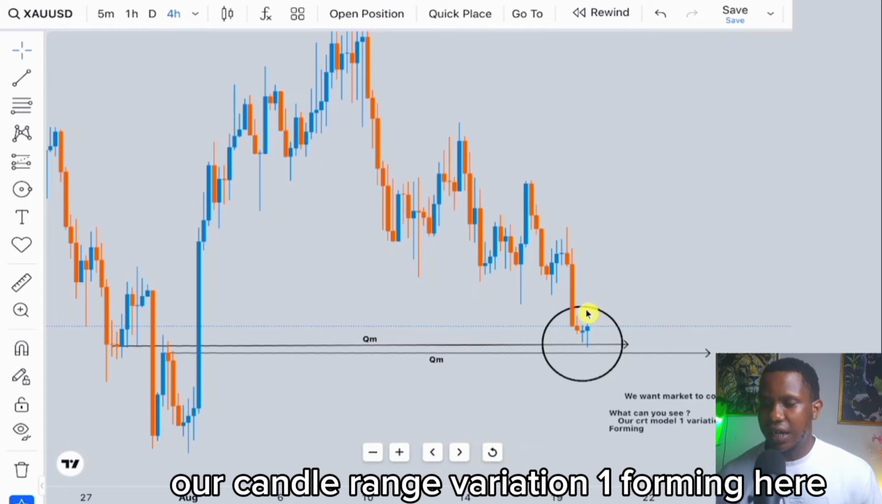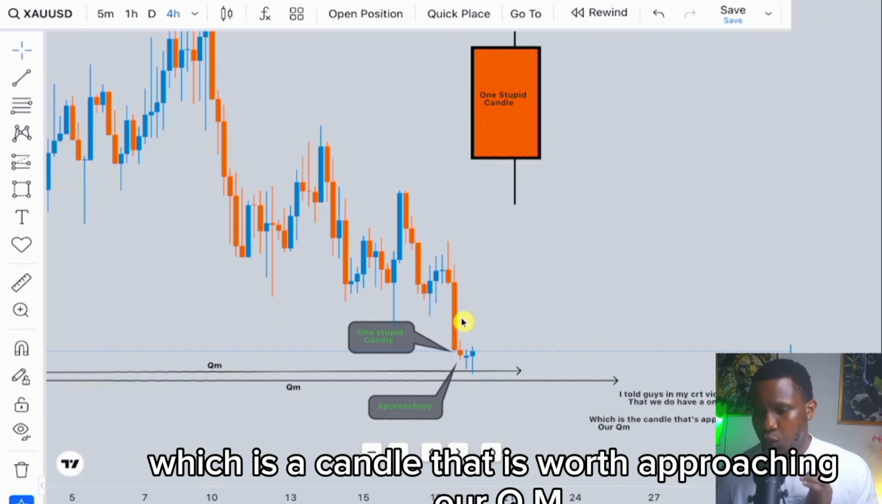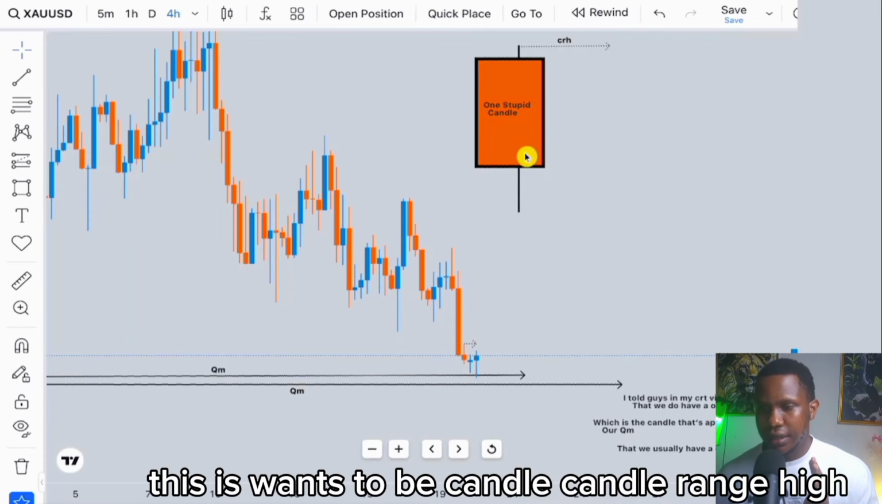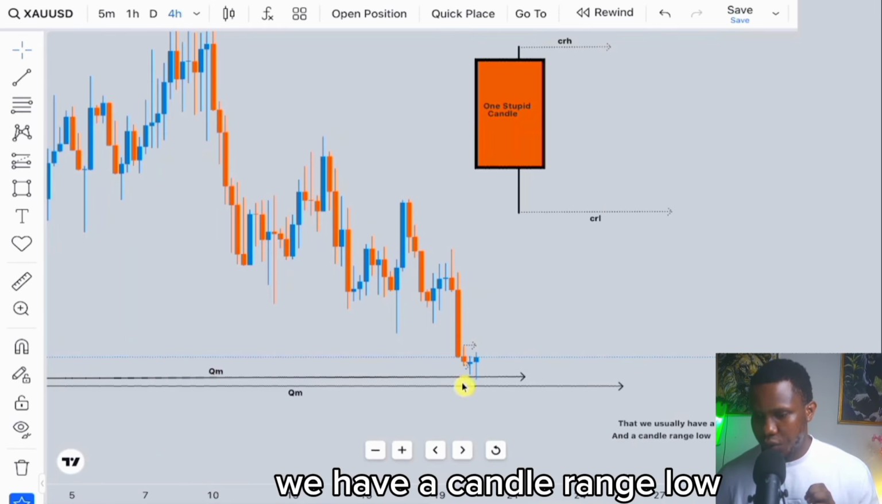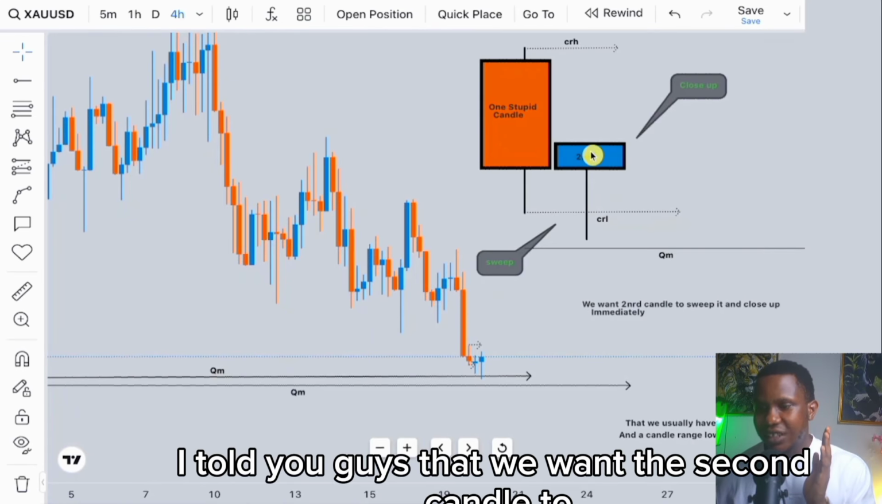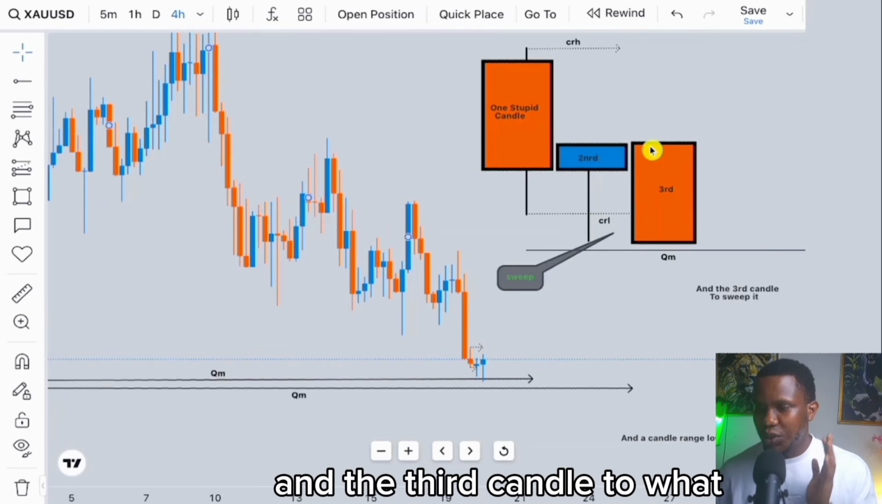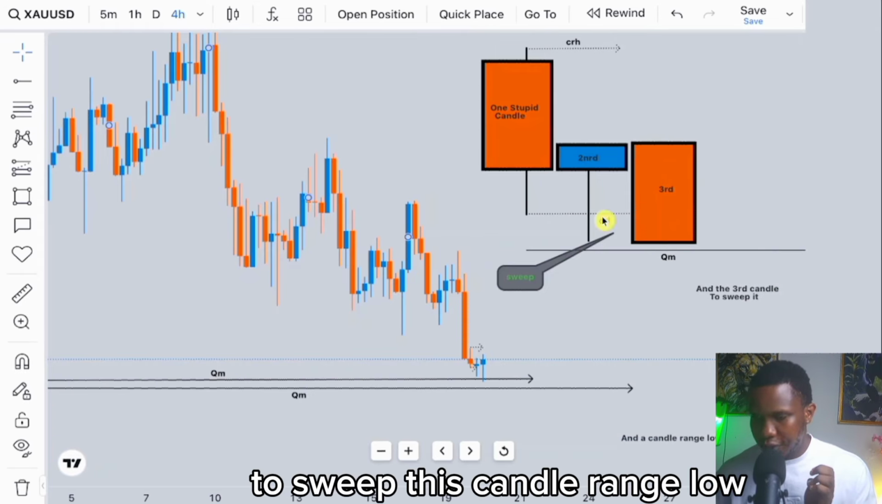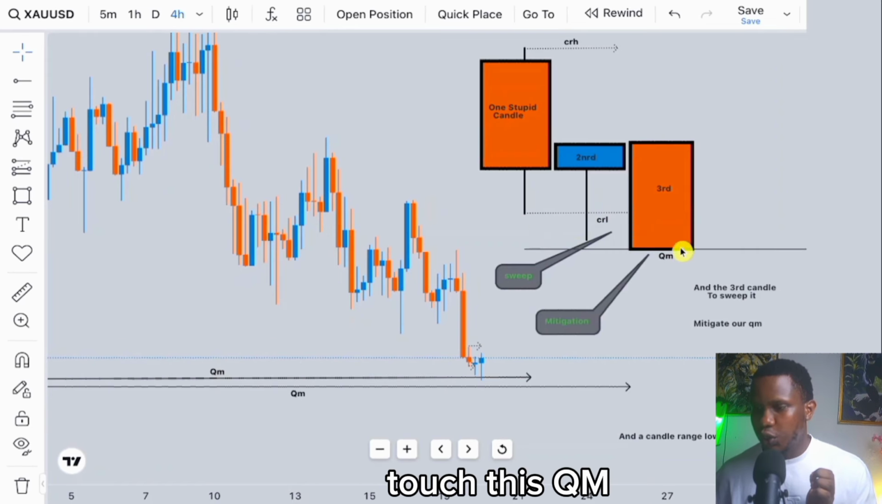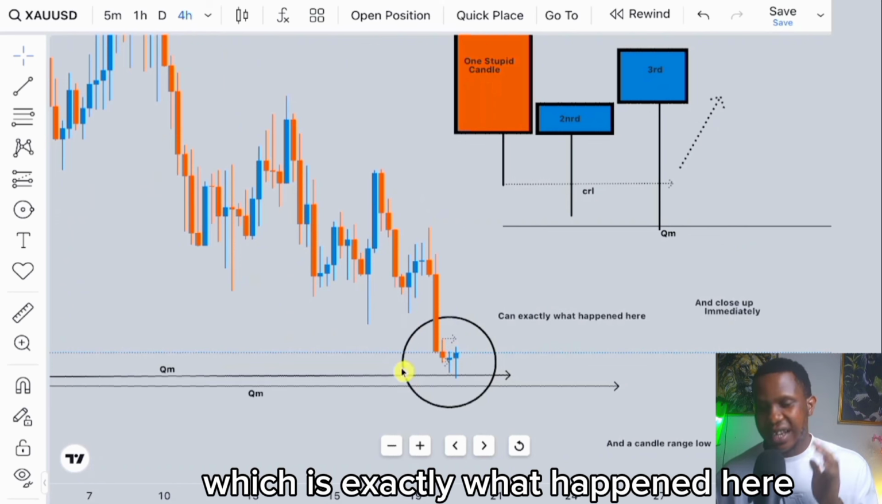What can you see? Our candle range variation 1 forming here. I told you guys in my candle range video that we have a 1 stupid candle, which is a candle approaching our QM. We have a candle range high. This is 1 stupid candle range high. We have a candle range low. I told you guys that we want the second candle to come below this candle range low and close up immediately, and the third candle to sweep this candle range low, touch this QM, and close up immediately, which is exactly what happened here.